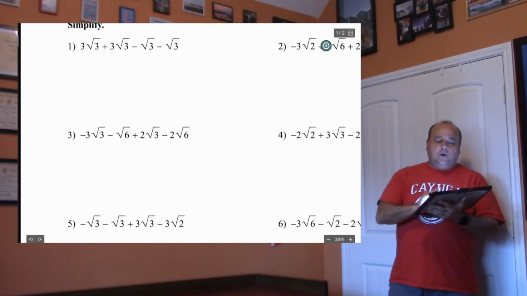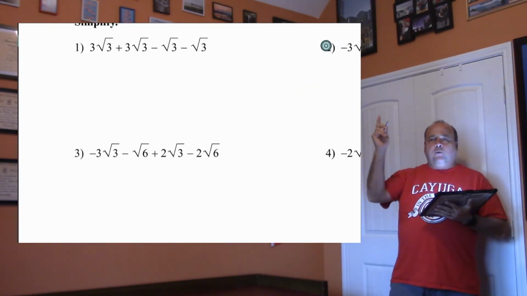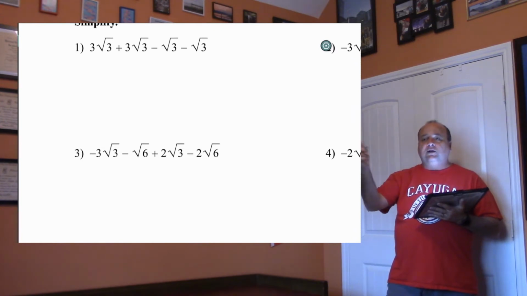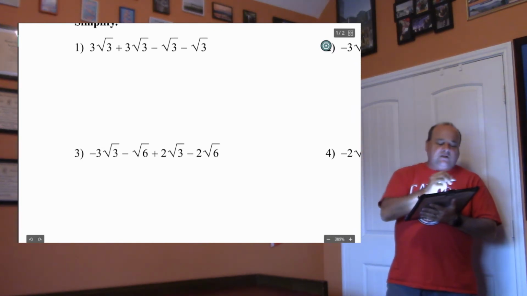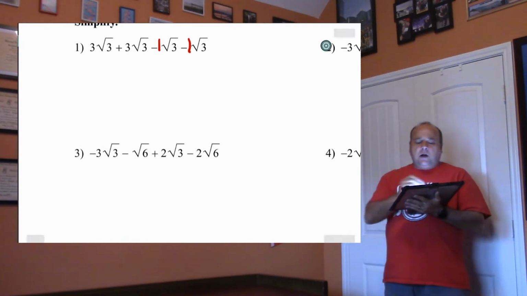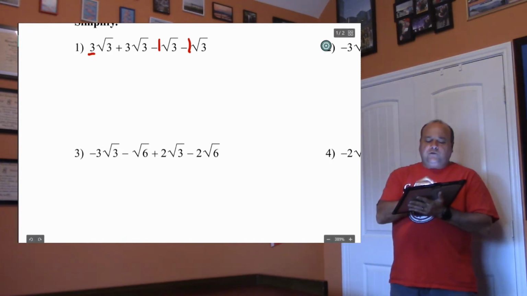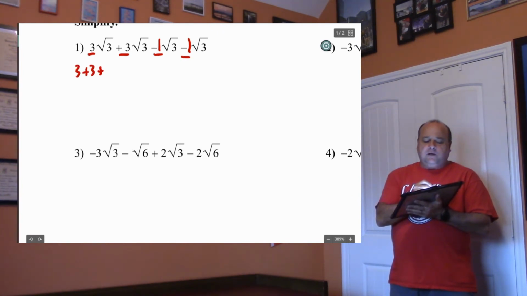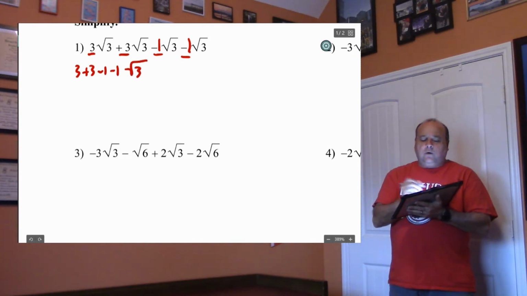So let's go to number 1. Now then, important here: if the square root symbol doesn't have a number in front of it, same thing as a variable, there's a 1 there. So on this problem, I'm going to do it this way. 3, 3, negative 1, negative 1. So I'm doing 3 plus 3 minus 1, and then I've got a square root of 3 symbol, right?